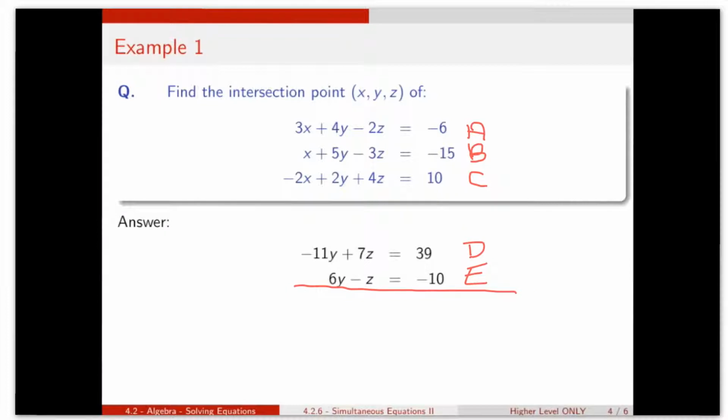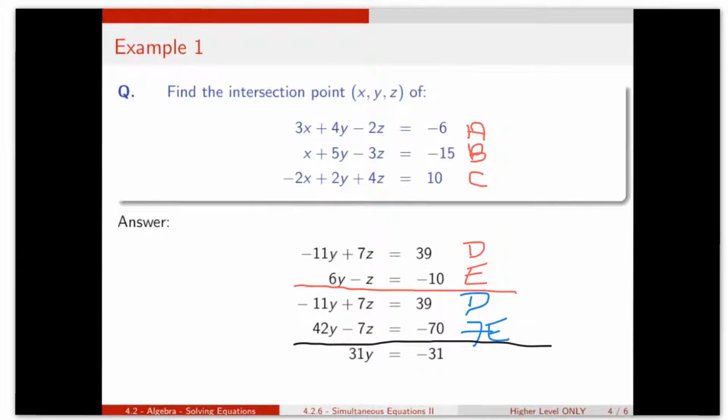Now let's take my new equations D and E, and now I want to see if I can eliminate either y or z from the two of them when I add. So it looks like z will be easier to eliminate. We can multiply equation E by 7. So I get 42y minus 7z is minus 70. Now when I add those two equations, minus 11y plus 42y is 31y, plus 7z minus 7z is 0, and 39 minus 70 is minus 31. So then y works out to be minus 1.